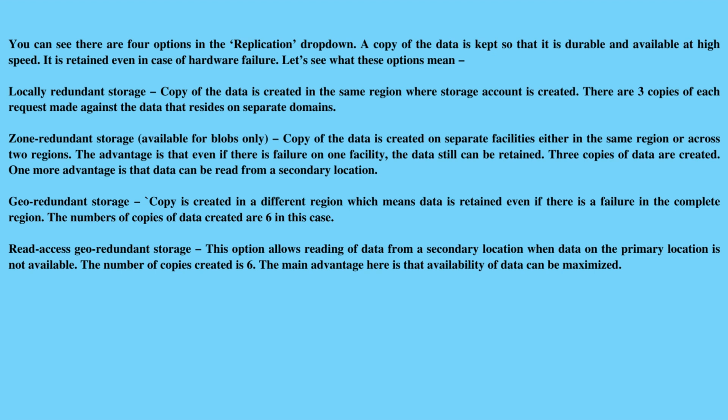Geo-redundant storage: a backward copy is created in a different region, which means data is retained even if there is a failure in the complete region. The number of copies of data created is 6 in this case.